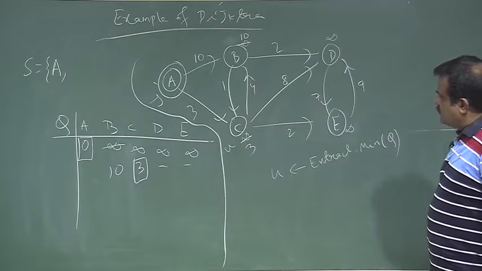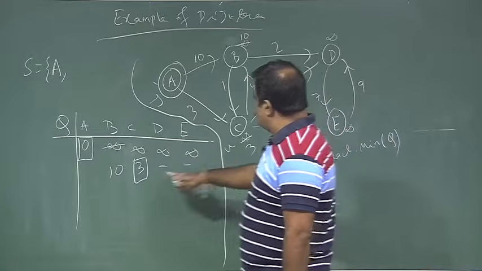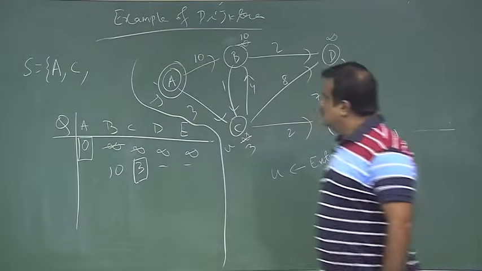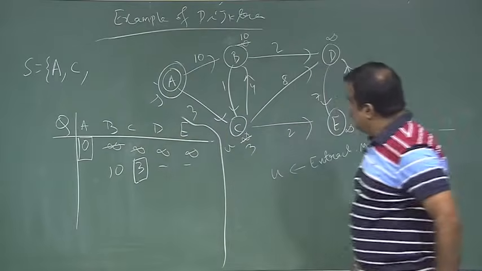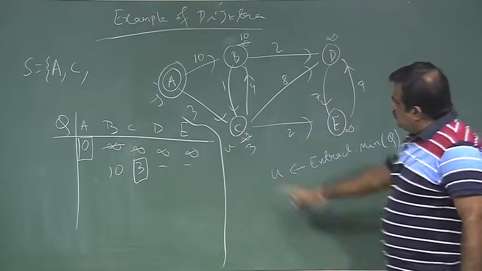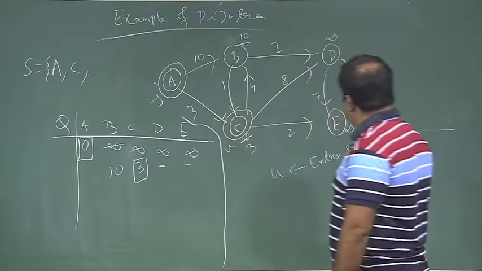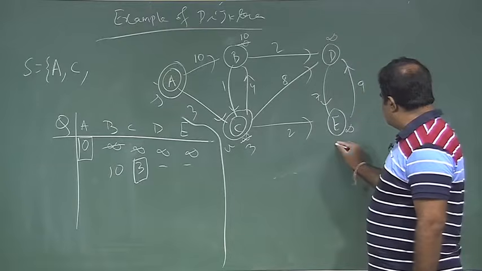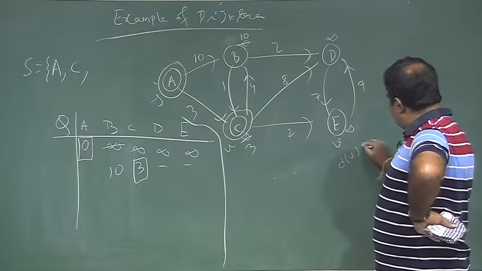Now 3 is the minimum, so u is basically C, and C is added to S. Now this is our u. We check all the adjacent vertices of it. This is one of them, V, which has a distance of infinity.